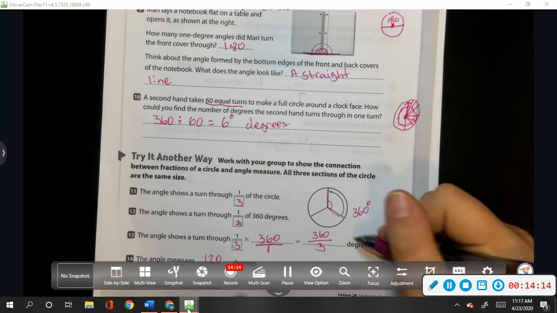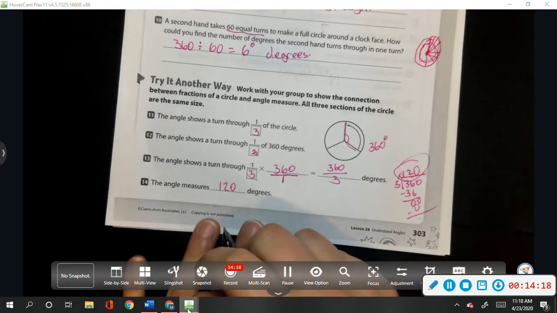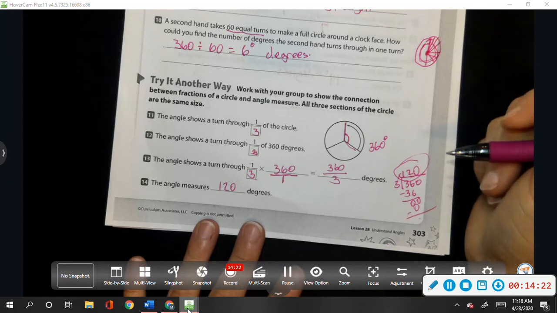What kind of angle is this? Is it an acute angle, a right angle, or an obtuse angle? This would be an obtuse angle because it is more than 90 degrees. It's 120 degrees. Alright.